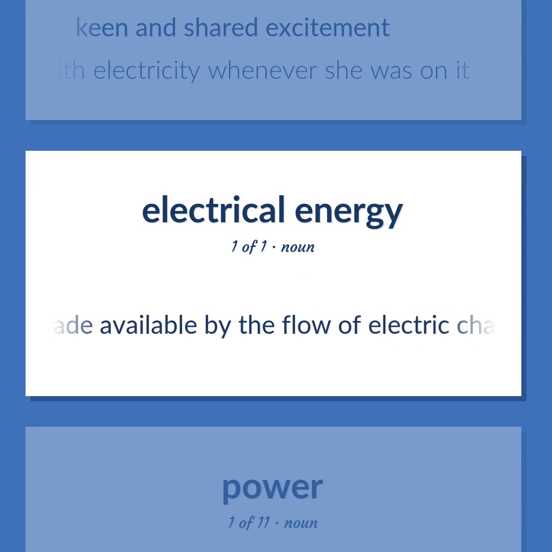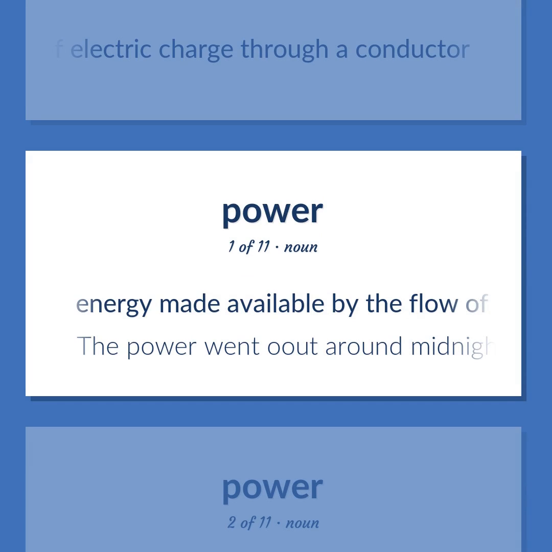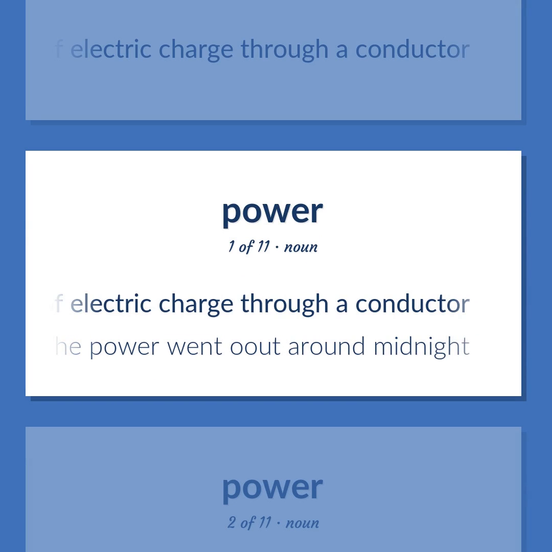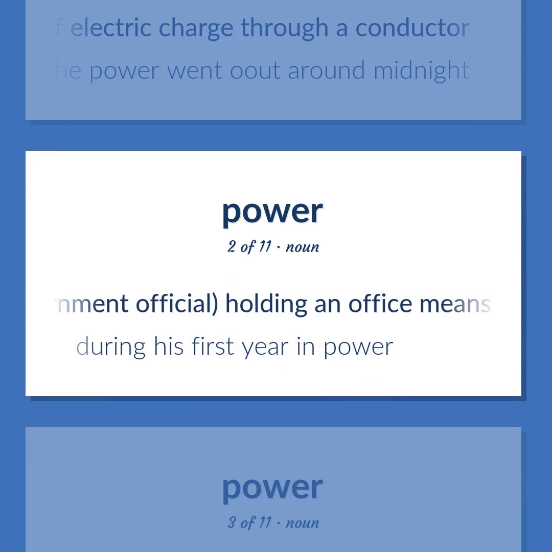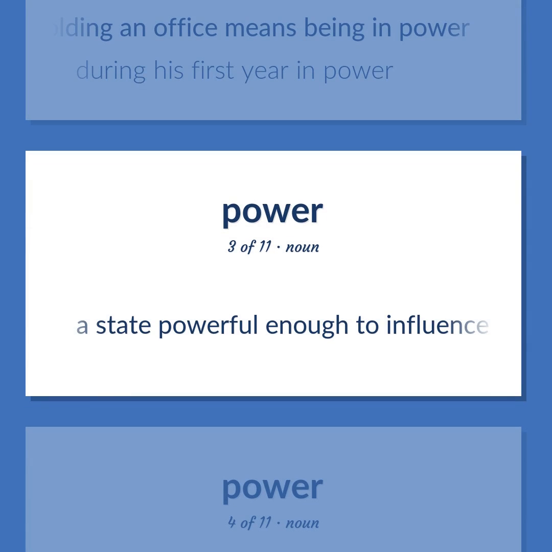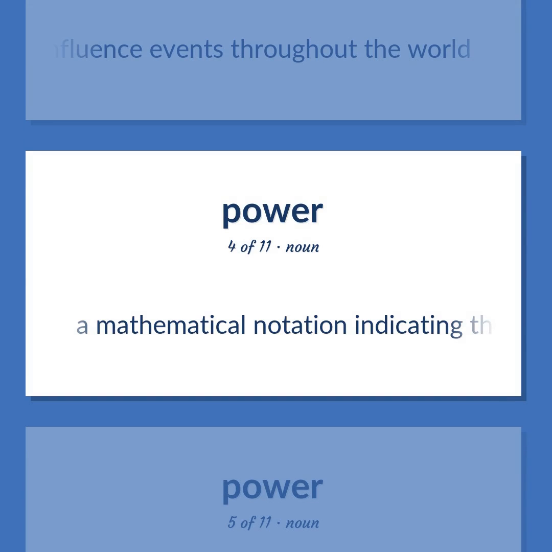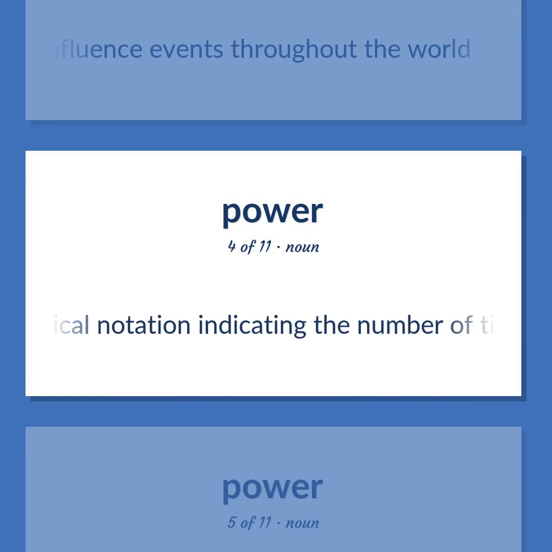Energy made available by the flow of electric charge through a conductor. The power went out around midnight. Of a government or government official, holding an office means being in power. During his first year in power. A state powerful enough to influence events throughout the world. A mathematical notation indicating the number of times a quantity is multiplied by itself.